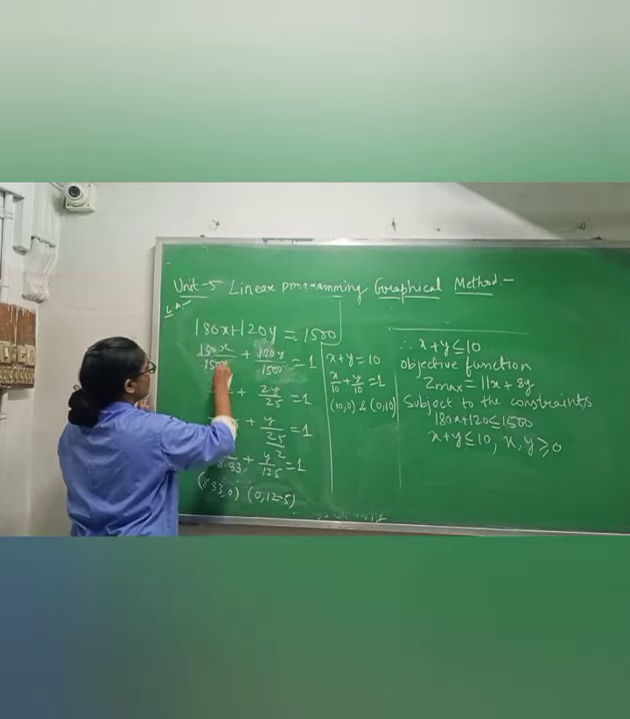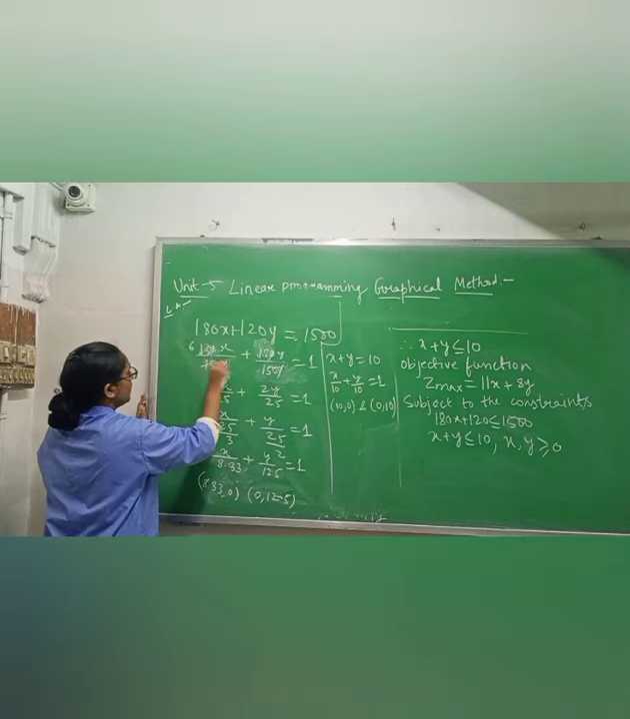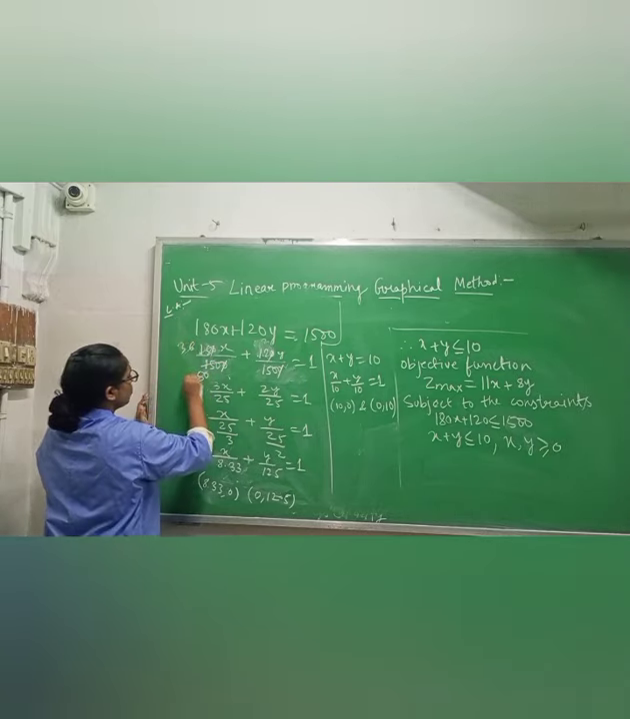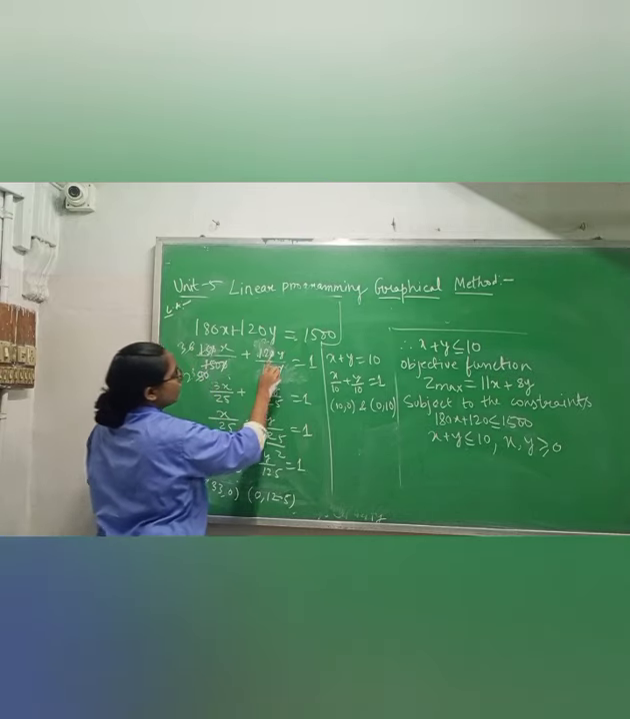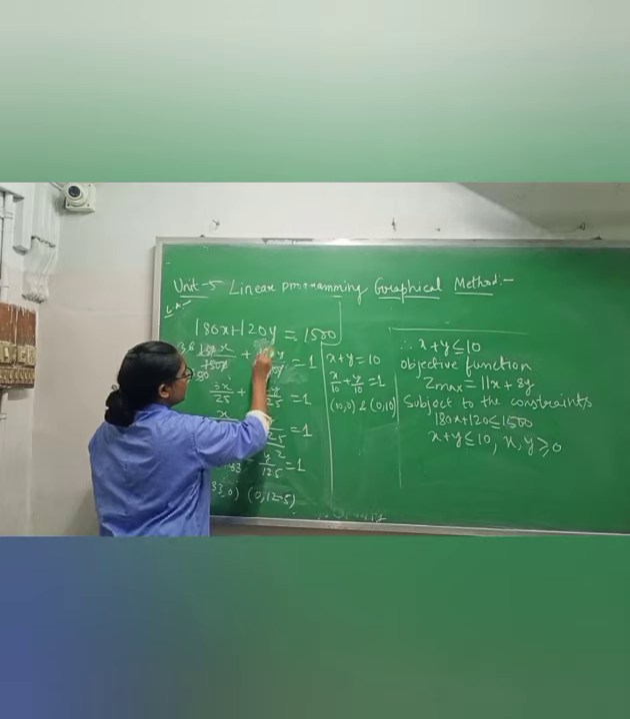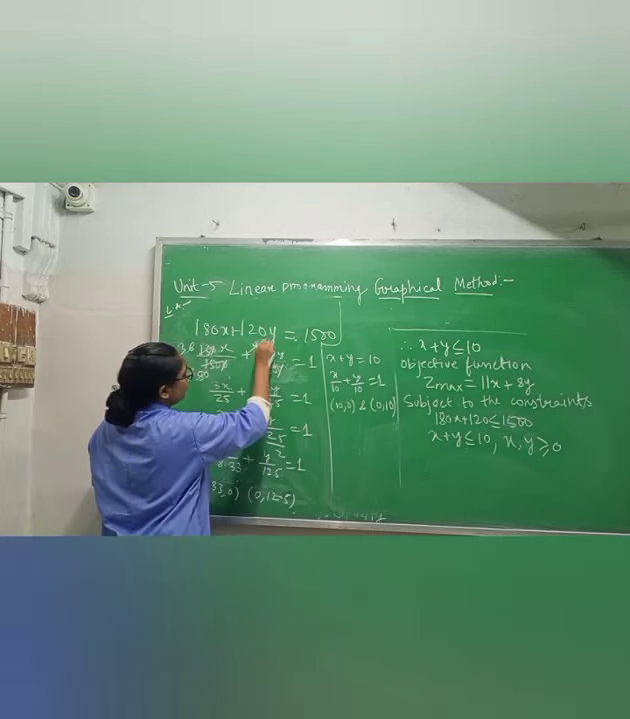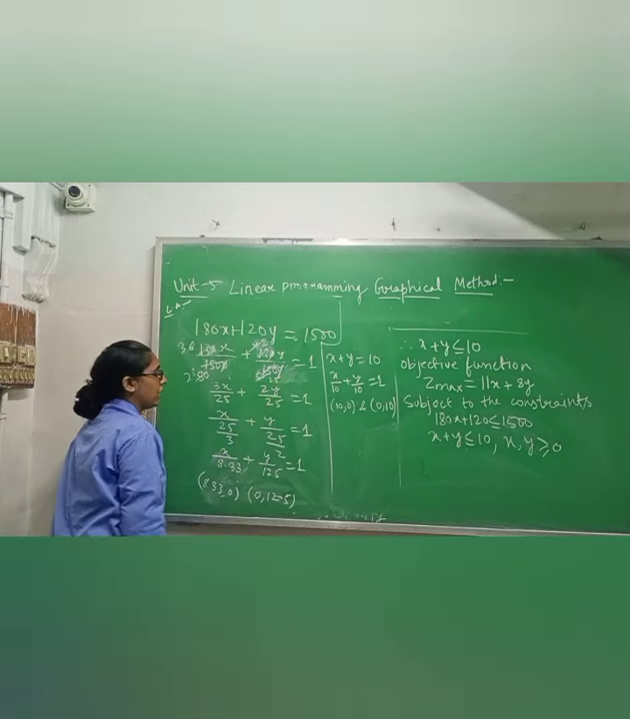When you cancel, 0 and 0 will cancel, 0 and 0 will cancel. Then 3 sixes are 18, 3 fives are 15, 0. 2 threes are 6, 2 twos are 4, 2 fives are 10, so you are getting 3x by 25. Again 0 and 0 will cancel, 3 fours are 12, 3 fives are 15, then 2 twos are 4, 2 twenty-fives, you are getting 2y by 25.